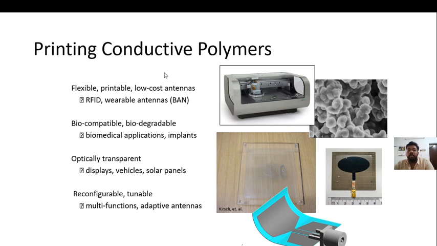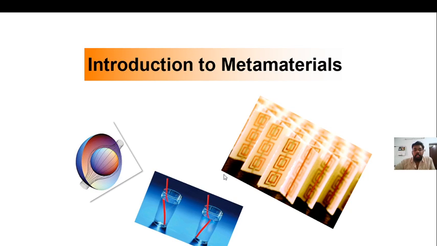And the next one is printing conductive polymers. Flexible antennas are available here. Flexible paper, Kapton substrates, and paper substrates are available. We can just print and use them, which leads to flexible devices which are yet to come.